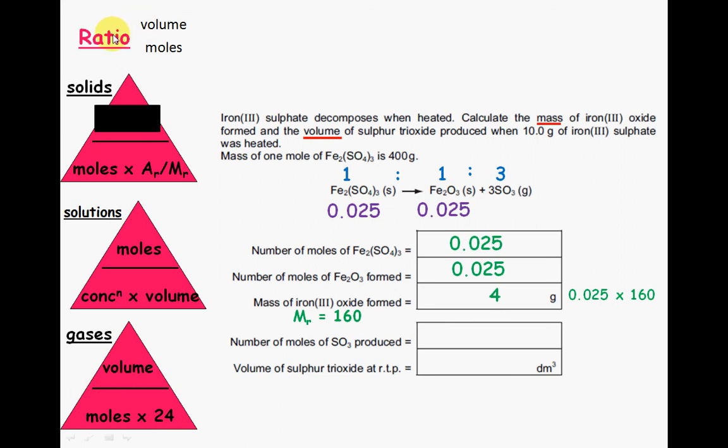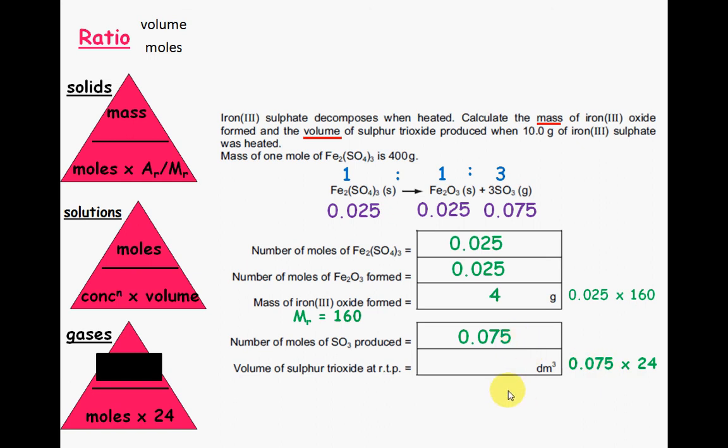So I'm going to use the ratio idea. Okay, because I know I can apply it. Okay, I've got 0.025 moles here to 3, 0.075. Okay, nice and easy. The volume of sulfur trioxide. Okay, to find volume, you cover up volume, moles times 24. You put it into your calculator, know the number of moles, 1.8 decimeter cubed.